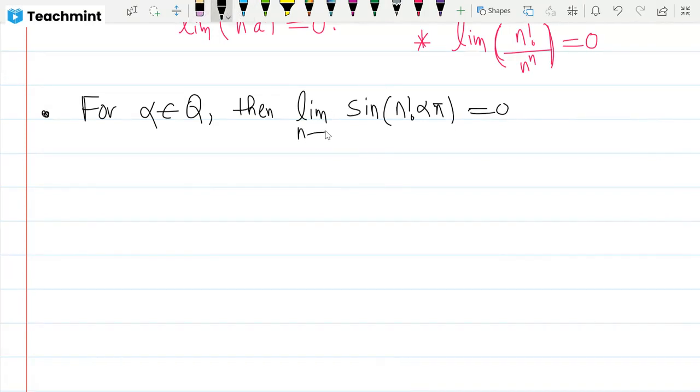Limit in sequences and series means limit as n tends to infinity. And what is this limit? I don't know whether it's 0 or not. I will give the options. Option A, alpha. Option B, pi, because alpha and pi are there in the question. Option C, 0. And option D, infinity.